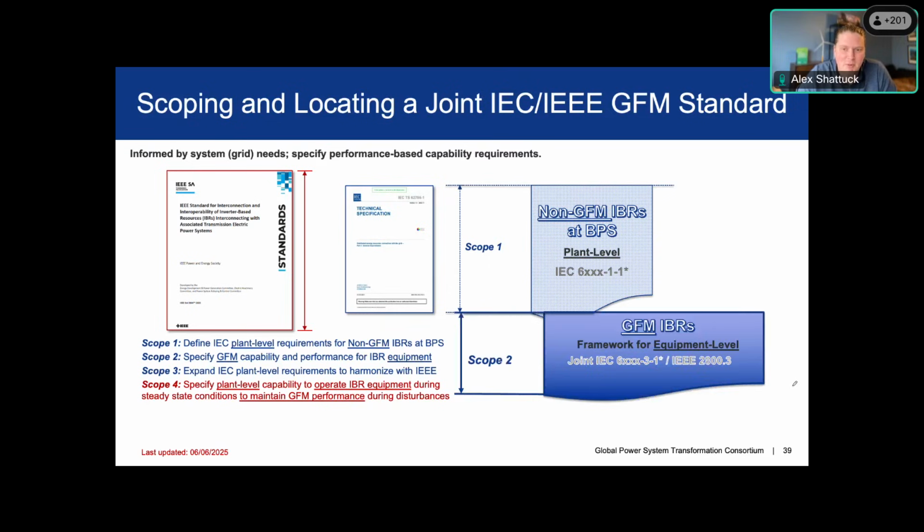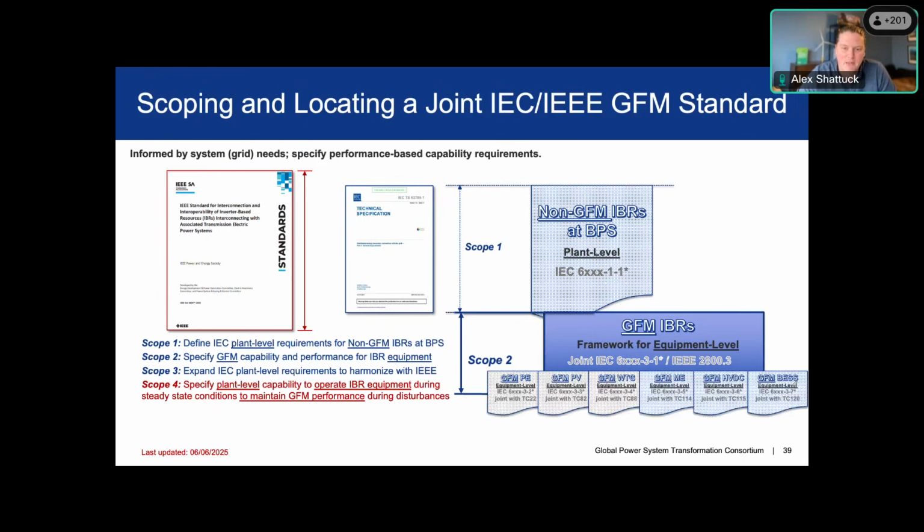On the IEC side, we have scope one, which is for non-grid forming IBRs at the bulk power system. We don't use the words bulk power system in the IEEE world, so we'll say transmission connected for those, or maybe that was not the right word either, but the terminology is different. Go back to the last slide if you want to add that to the list of things we need to coordinate: terminology as well. So scope one defines plant level for non-grid forming. Scope two is a framework for equipment level grid forming requirements. And this is the joint IEC and IEEE effort here.